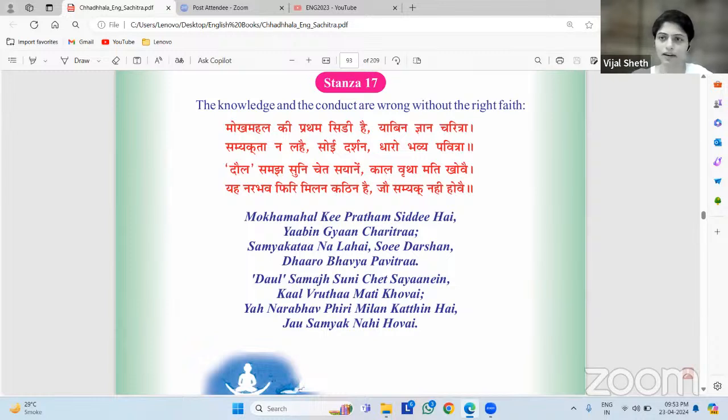So this, on the ladder towards moksha mahal, is the first step. First step of the ladder which you cannot skip.